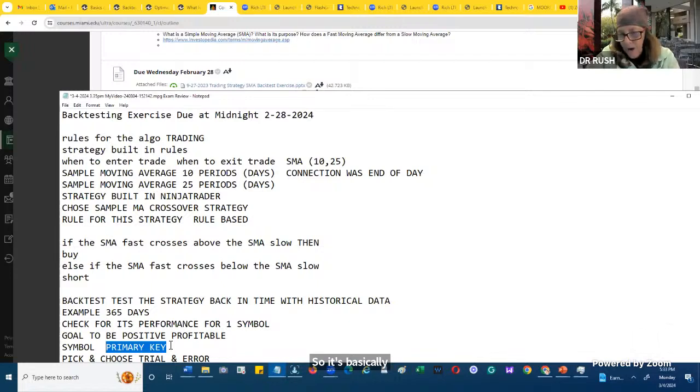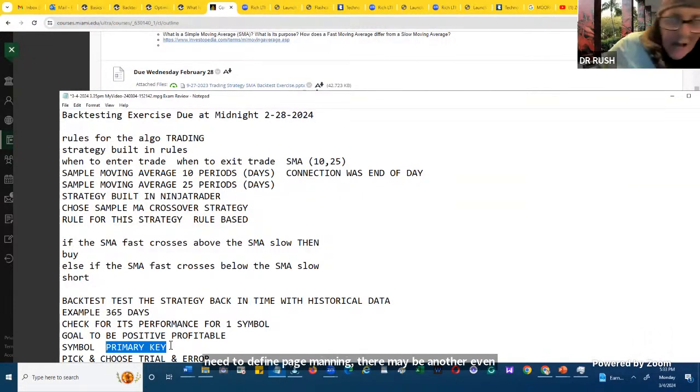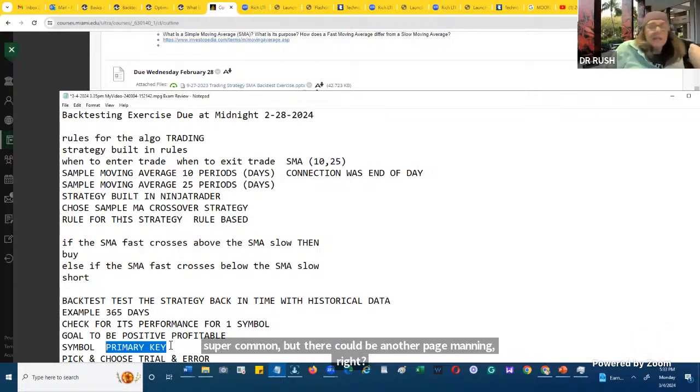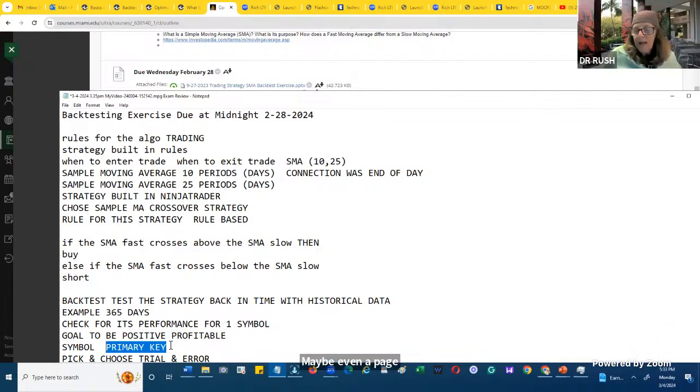If I need to define Paige Manning, even though your name is not super common, there could be another Paige Manning, right? And maybe even a Paige Mackenzie Manning. But what will be unique is that C number. You are the only one to have that C number. So that is what the primary key is, and a symbol is one, for Microsoft.